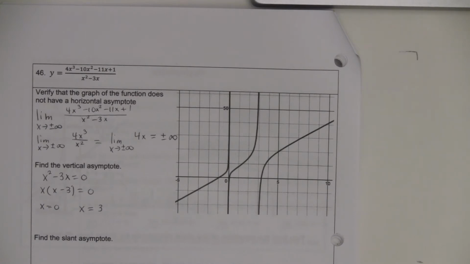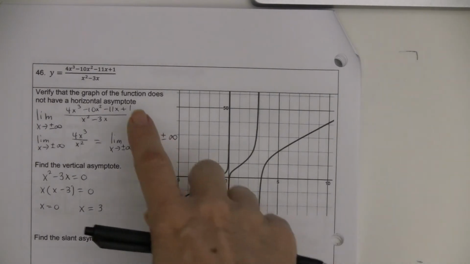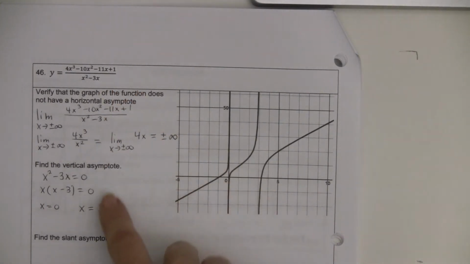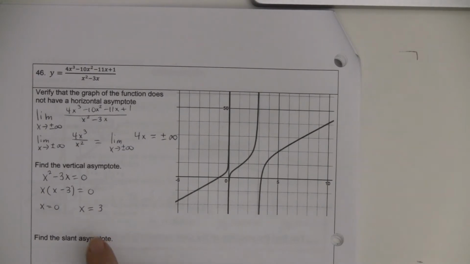So when I plug in three there, I get negative 80, and I might have made a mistake without my friends to help me make sure that I'm okay, but I don't get zero. And so this is not a common factor. And so I know those are both vertical asymptotes.